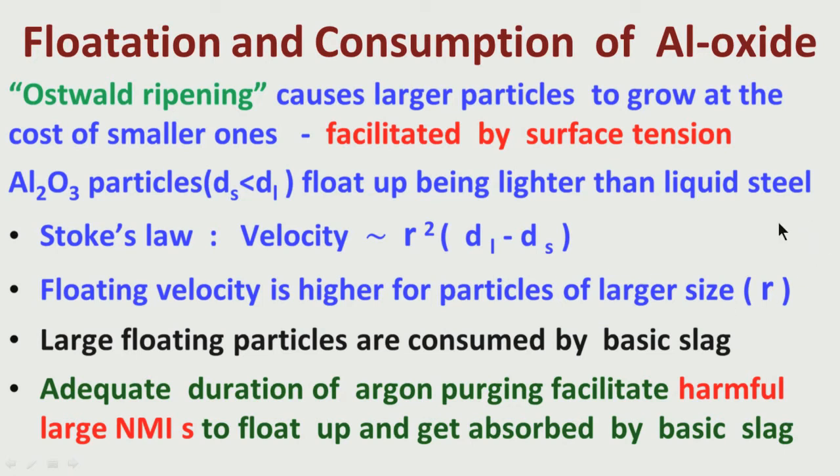So, whatever smaller particles have formed or nucleated will coagulate, that means they will come together and larger particles will form. This is known as Ostwald ripening. These larger particles will move relatively faster compared to the smaller ones, go to the top, and if we have a basic slag, alumina will be consumed by the basic slag. This way we can reduce the quantity of alumina formed by the deoxidation reaction.